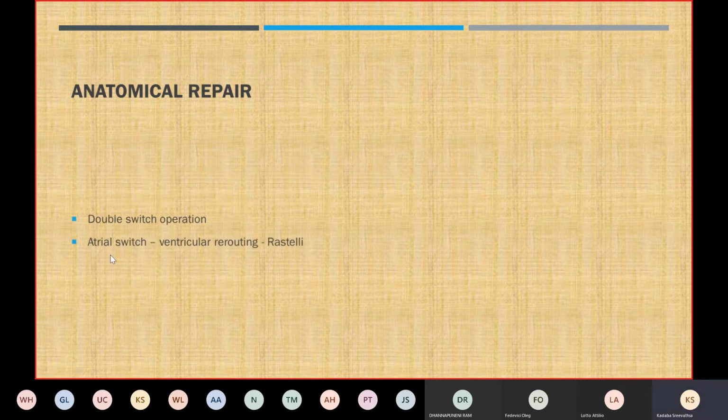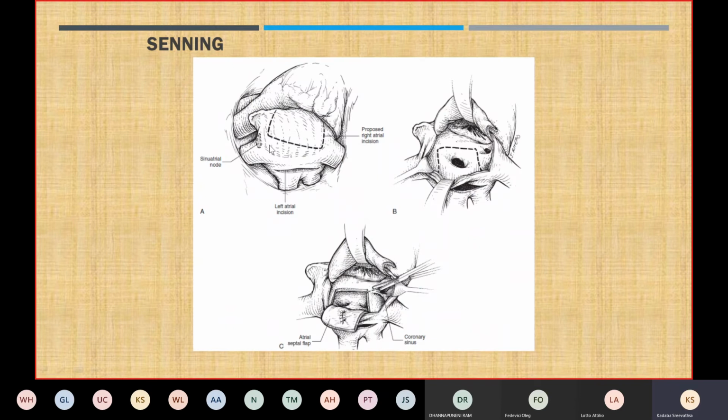What are the anatomical repairs available? It is either a double switch operation or an atrial switch. Double switch operation means there is an atrial switch operation combined with an arterial switch operation. Or we can do just an atrial switch operation and a ventricular rerouting of the ventricular septal defect into the aorta and then do a Rastelli. I'm going to come to details. We will look into the surgical options and techniques of double switch operation.